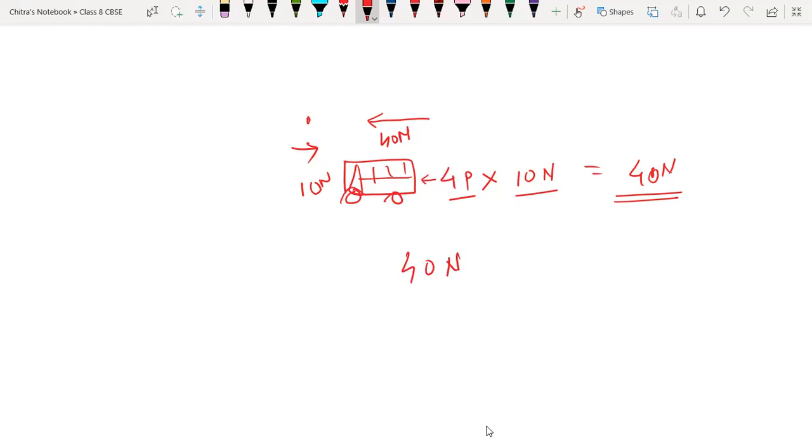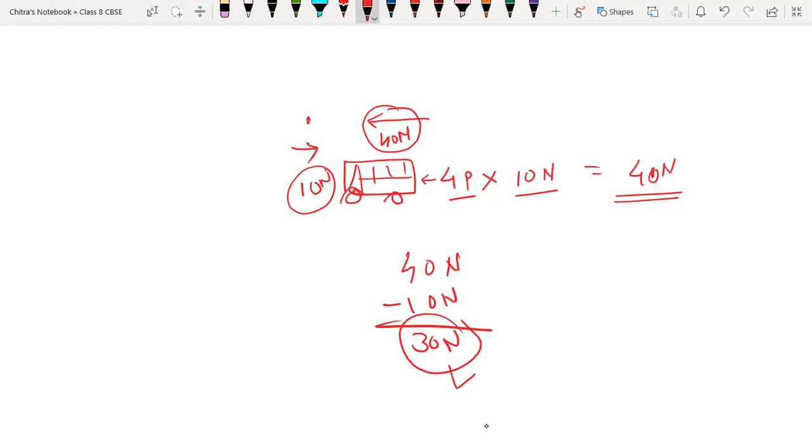Yes, sir. And one person is applying force from the opposite direction, so we have to reduce that. Now we have a total force of 30 Newton. And we require 40 Newton of force in order to push the bus, but now we have only 30 Newton. So is the bus going to move? No, sir.